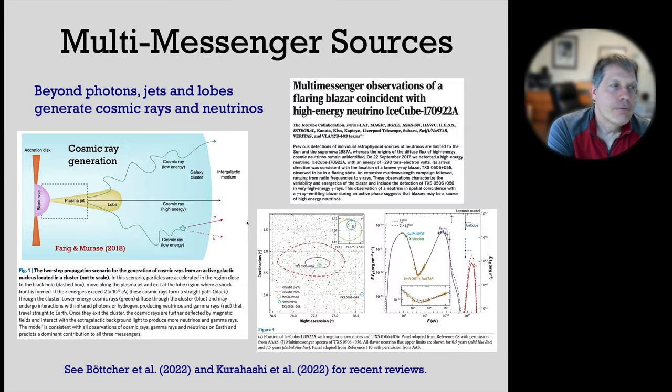Okay, finally, in this section, the final point I want to make very briefly is that these jets are also now multi-messenger sources. So beyond just photons, jets and lobes can also now generate cosmic rays and neutrinos. The cosmic rays are often generated by large-scale shocks in these systems, which are bigger than galaxies. And via Fermi acceleration, energetic particles can be accelerated and thus become energetic cosmic rays.